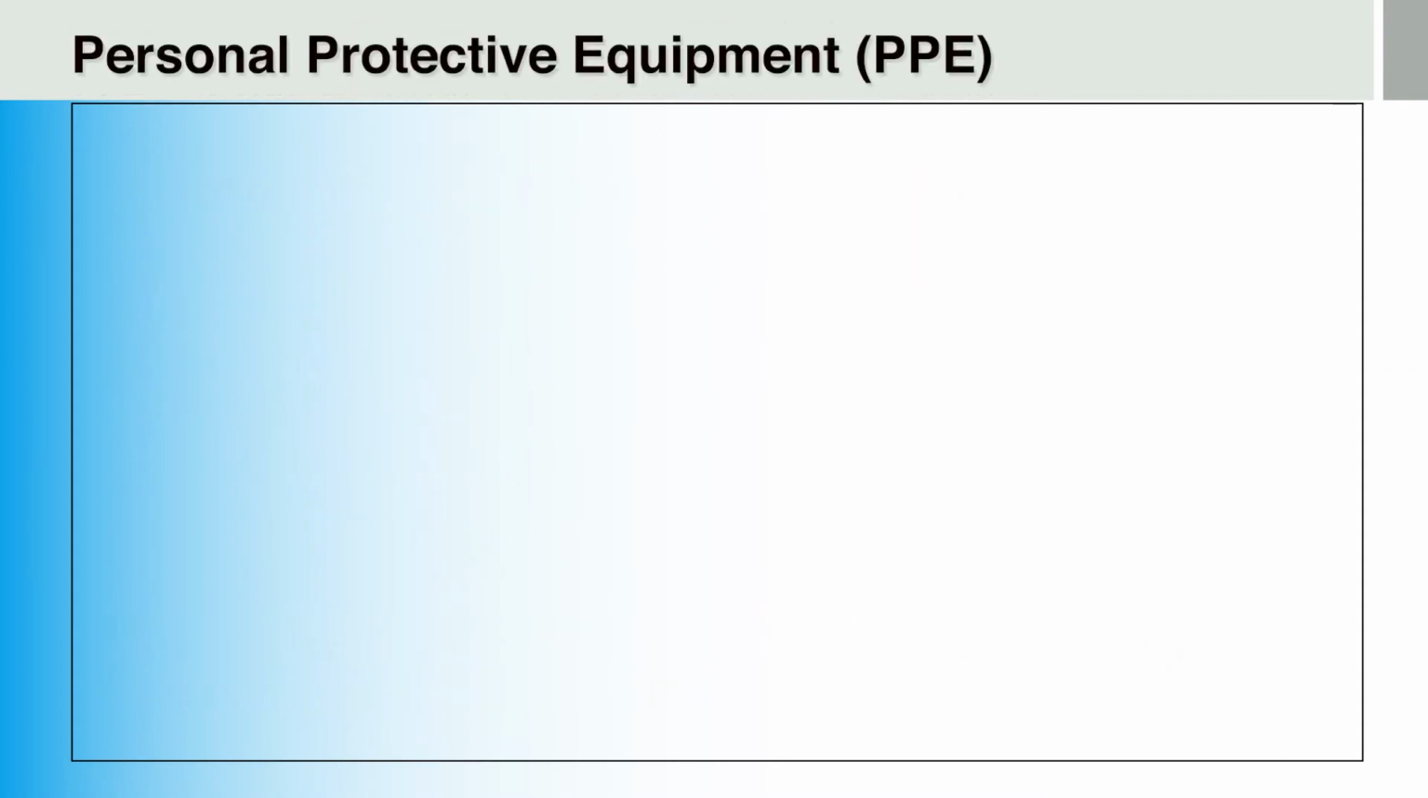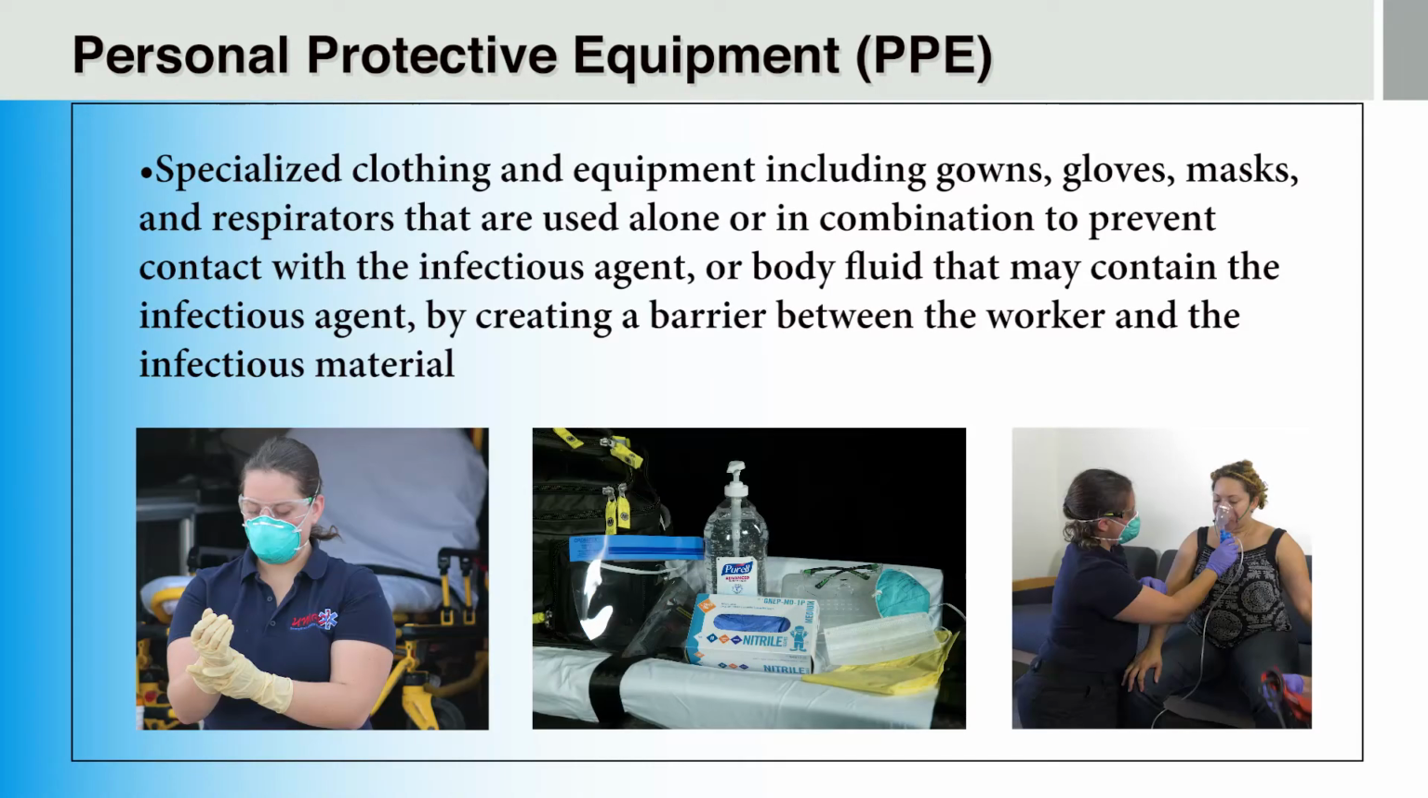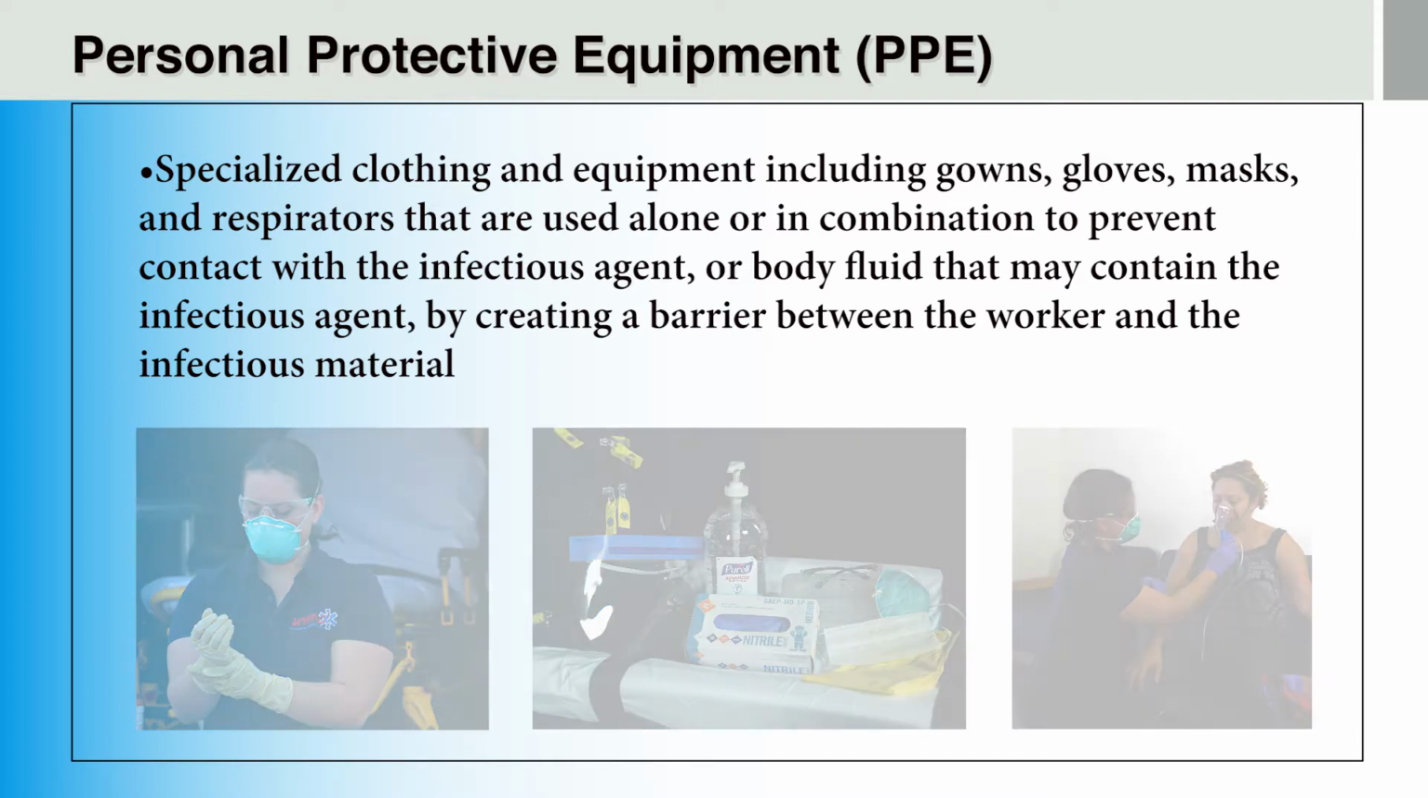Personal protective equipment, or PPE, refers to a variety of specialized clothing and equipment, including gowns, gloves, masks, and respirators that are used alone or in combination to prevent contact with the infectious agent or bodily fluid that may contain the infectious agent, thus creating a barrier between the worker and the infectious material.